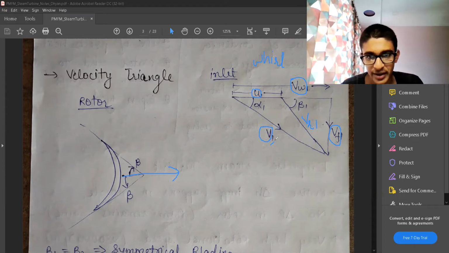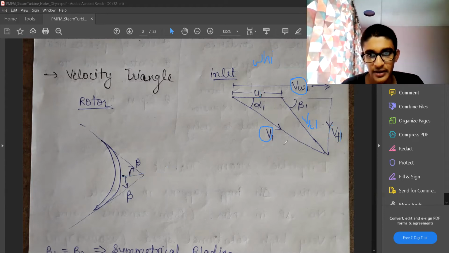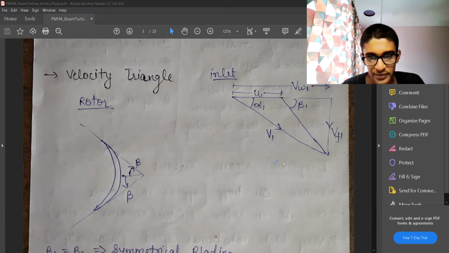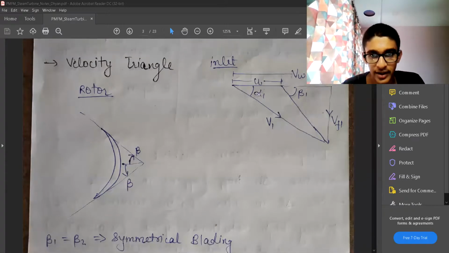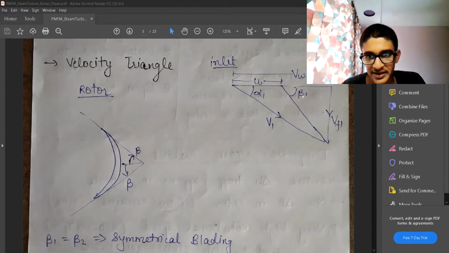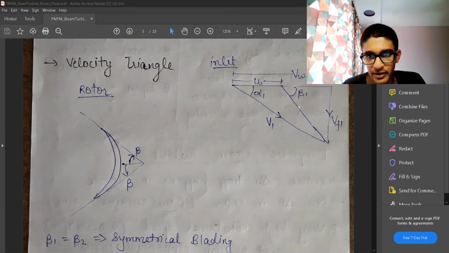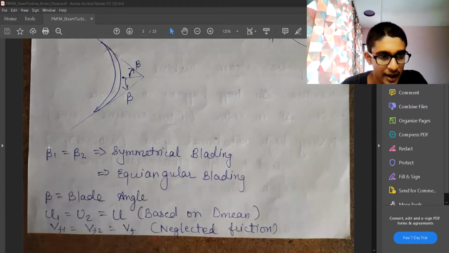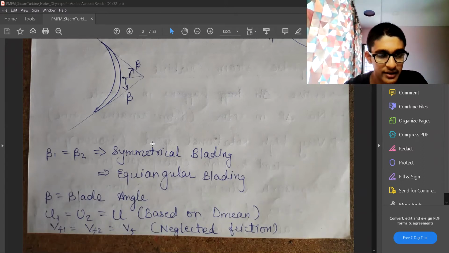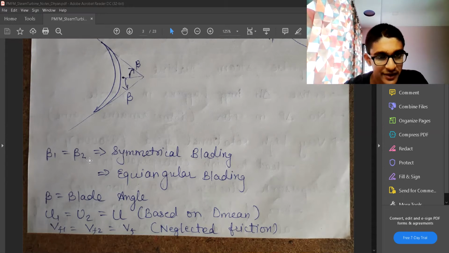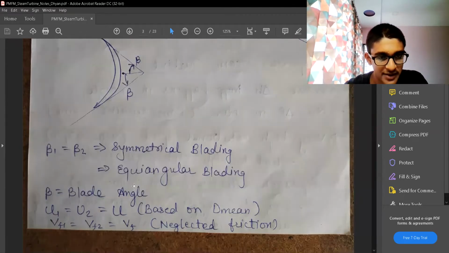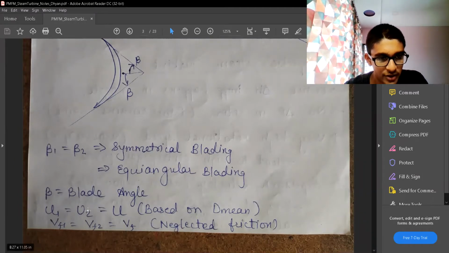And the 1 in the subscript represents the inlet side for the rotor, and 2 in the subscript will represent the outlet side for the rotor. So everything is with respect to the rotor itself. And the alpha angle is the angle between the blade speed and absolute velocity. Beta is the angle between the blade speed direction and the relative velocity. And here we have symmetrical blading, and the meaning of symmetrical blading is that beta 1 and beta 2 are equal, or we can specifically say equiangular blading. And beta is the blade angle, and U1 is equal to U2 is equal to U.